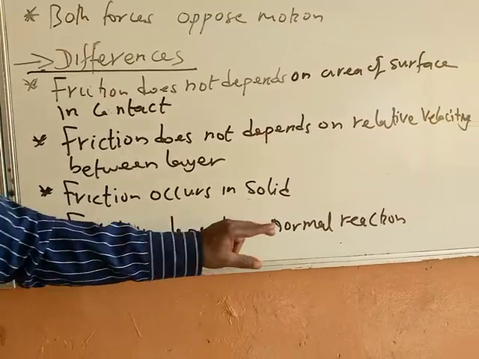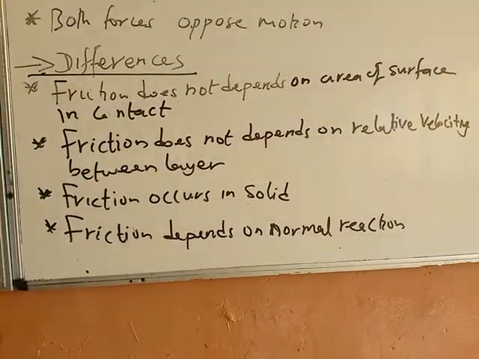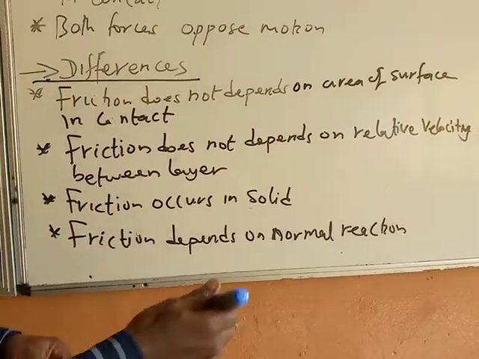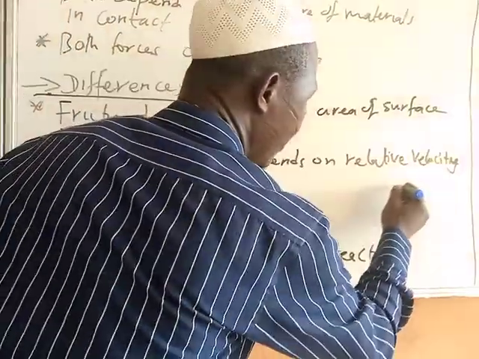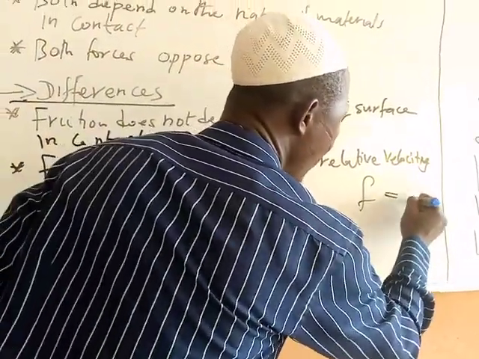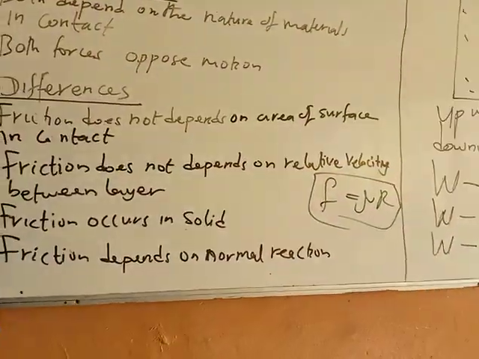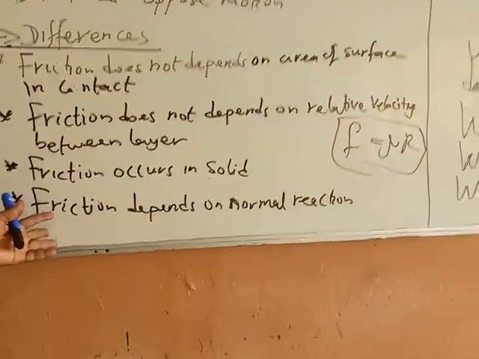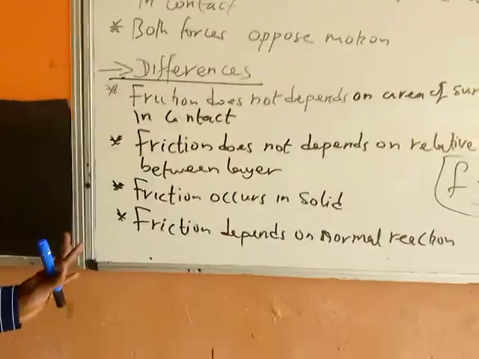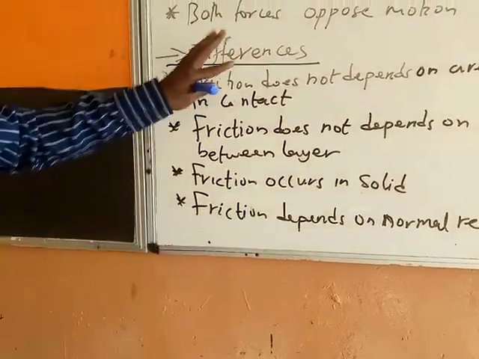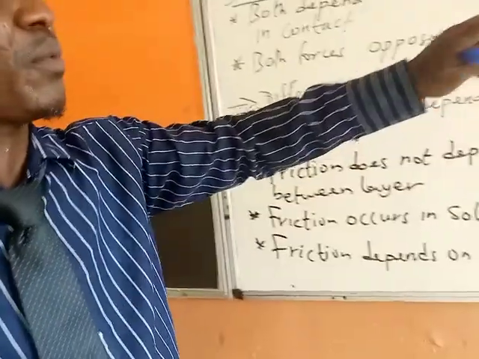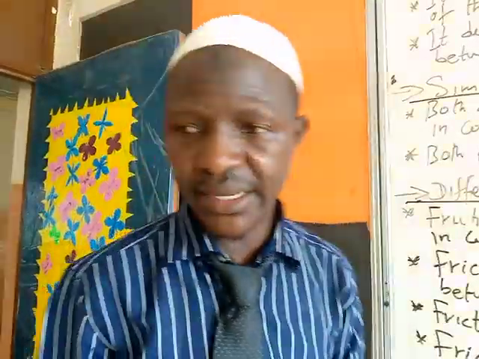Friction depends on normal reaction. That is from where we derive the formula that says friction F is equal to mu R under friction. But viscosity does not depend on normal reaction. So that is where we are stopping for this. Next topic will be on upthrust and density.